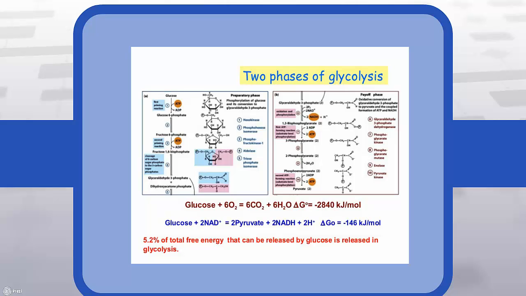Let's look at each step in a little more detail. Remember, the outcome of the preparatory phase is to create two identical glyceraldehyde 3-phosphate molecules. This means that we will add 2 phosphates during the preparatory phase, since each G3P needs a phosphate, and glucose has none to begin with.